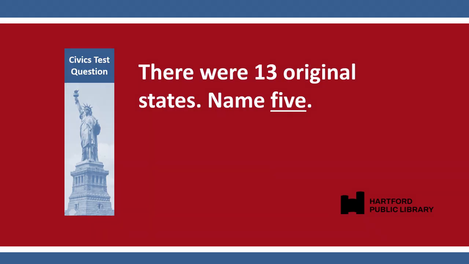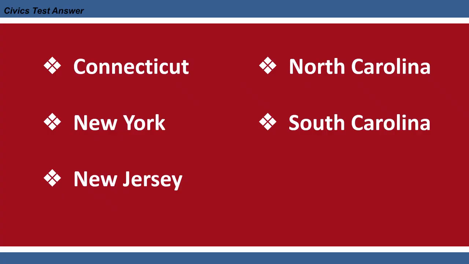Civics test question. There were 13 original states. Name 5. Connecticut, New York, New Jersey, North Carolina, and South Carolina. 5 of the 13 original states were Connecticut, New York, New Jersey, North Carolina, and South Carolina.